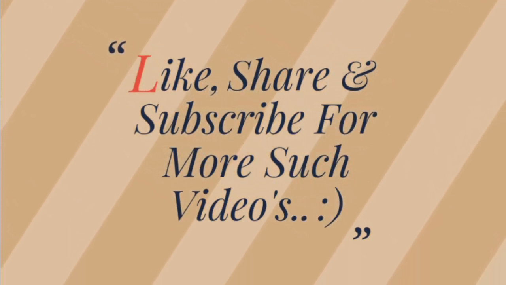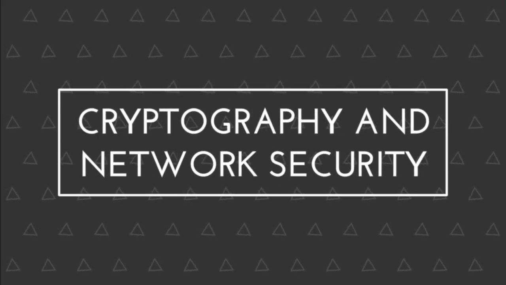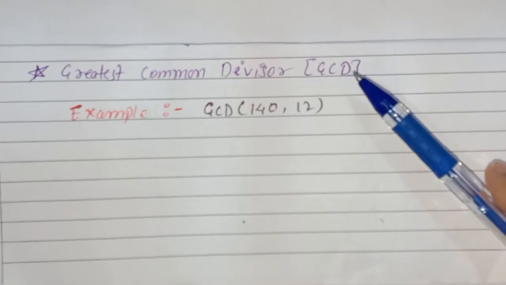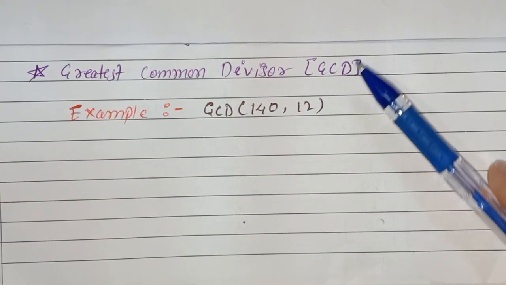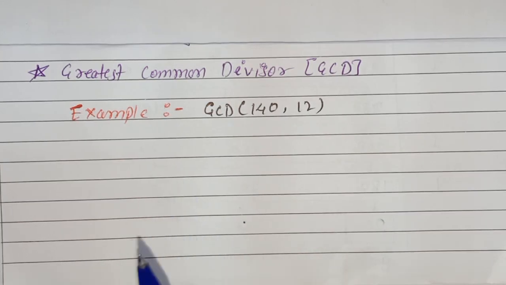Hello all. Today we will be seeing mathematics in cryptography, that is very basic in cryptography and network security. So often in cryptography you will hear the term GCD, greatest common divisor of two positive integers. Two positive integers may have many divisors that are in common, but only one greatest common divisor.